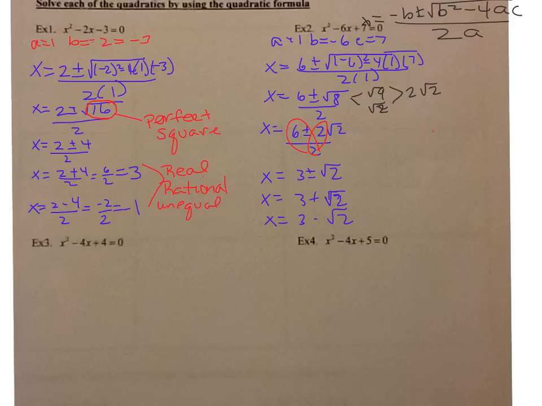So now this is what I want you to look at. Look at what's underneath my radical. It's something that's not a perfect square.